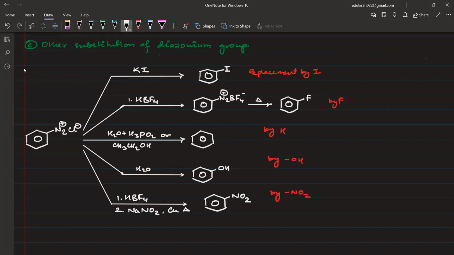And then you have just reaction with water. It will give you alcohol, जैसे देता है उसी तरह phenol दे देगा. And if you have HBF4 and then further you react with NaNO2 in the presence of copper and heat, you will get nitro group. Okay, so please write this down.